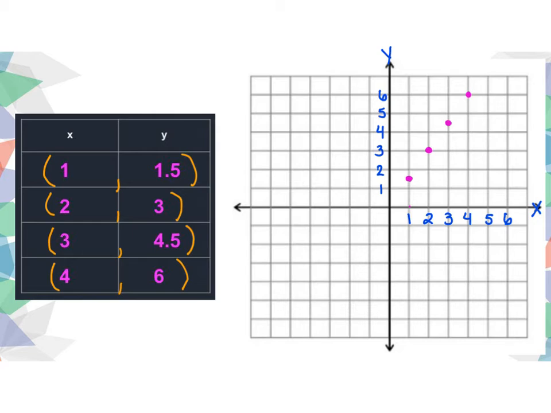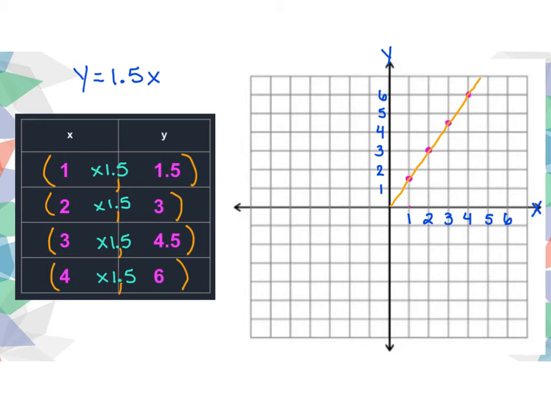Next, I will draw a line through all of my points to connect them. To write an equation, we can look back at our values from our table. To get from x to y each time, we would multiply by 1.5. So our equation could be written as y equals 1.5 times x.